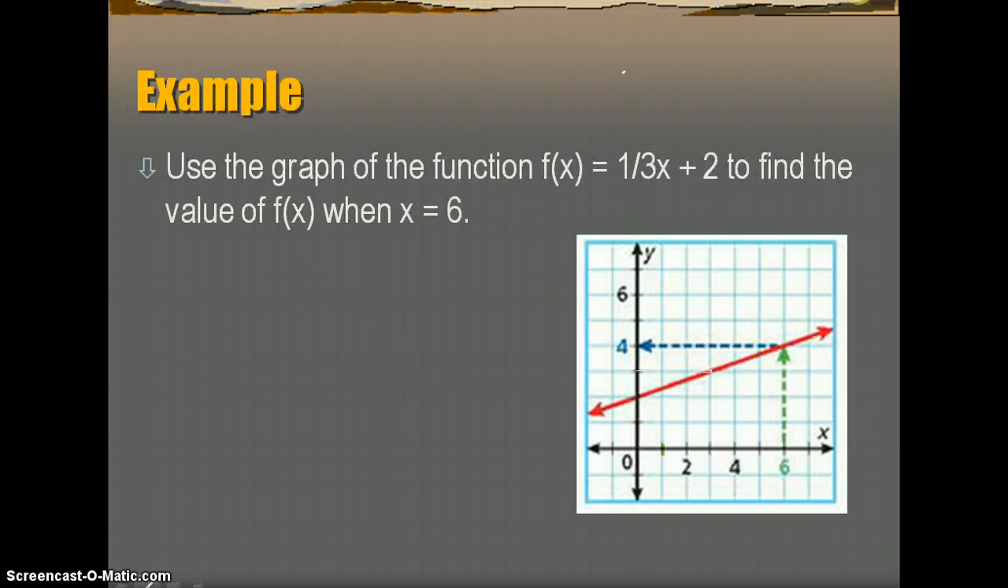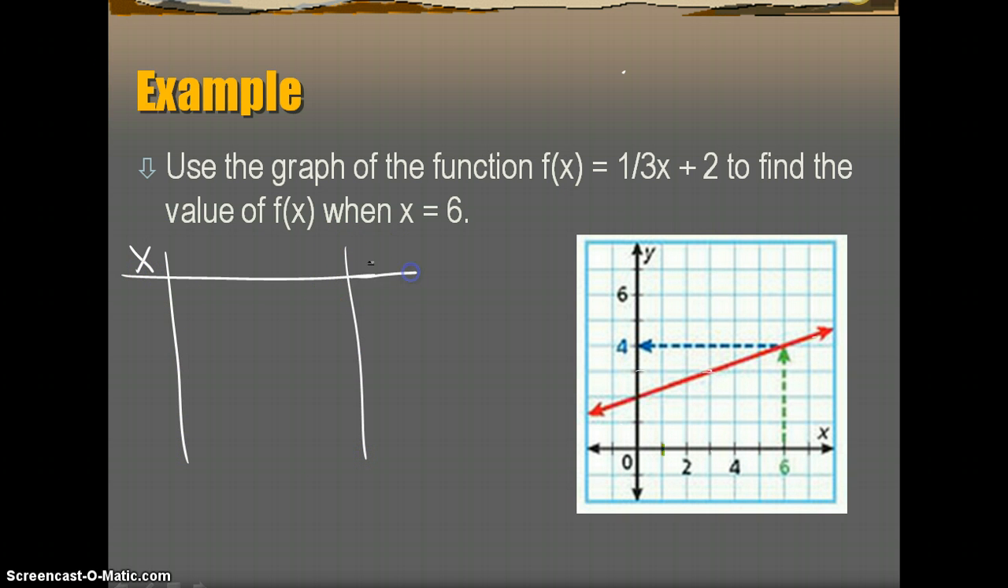So the example says, use the graph of the function f of x is equal to 1/3 x plus 2 to find the value of f of x when x is equal to 6. Now, the first thing that you're going to need to do is actually to graph it. I know mine has the graph, but that may not always be the case. So you want to start with a t-chart.